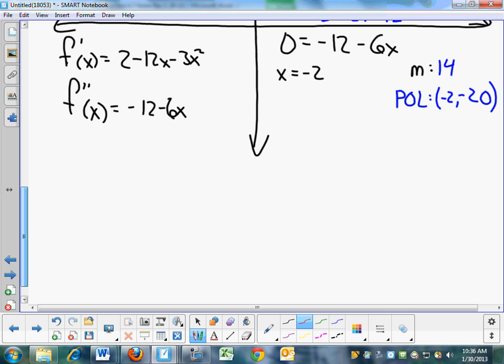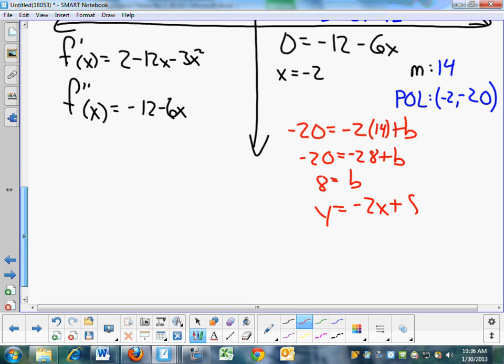No, I plugged negative 2 into the original. So y equals negative 2x plus 8. What? I'm sorry. Y equals 14x plus 8. Good? Okay.